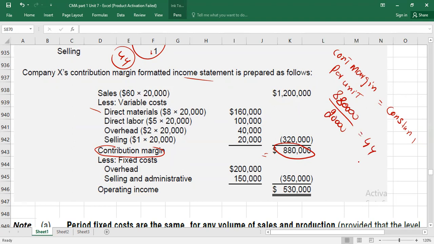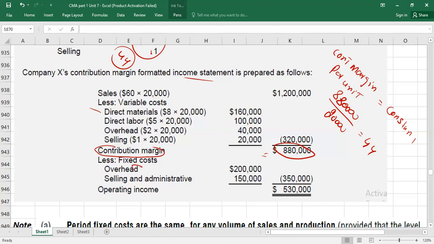44 point something. Okay, so this is your contribution margin. Don't forget the point I said, because this point will help you in solving a lot of questions. I said contribution margin per unit remains constant. Understood? Now we will deduct fixed cost, because I will just change the data and I will tell you how it will be implemented.